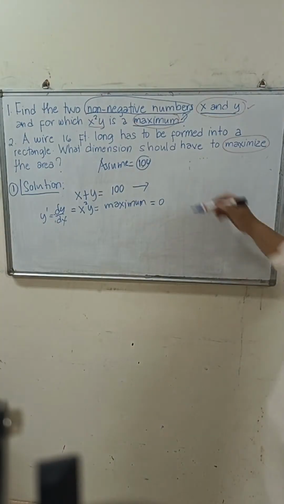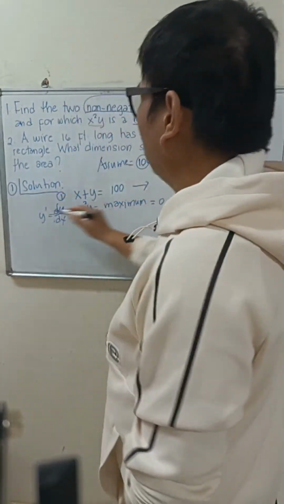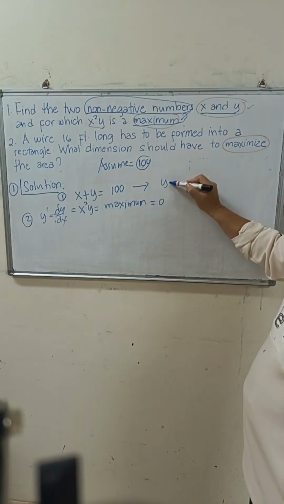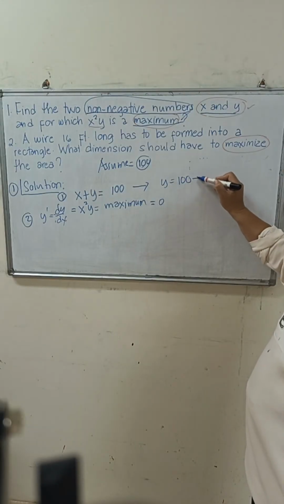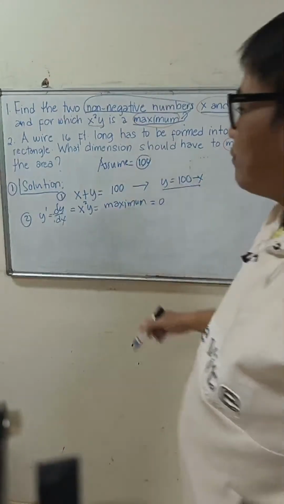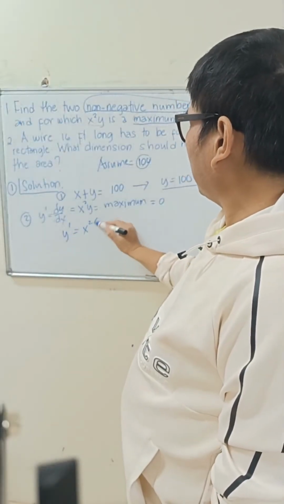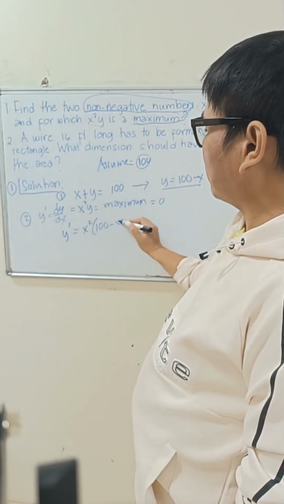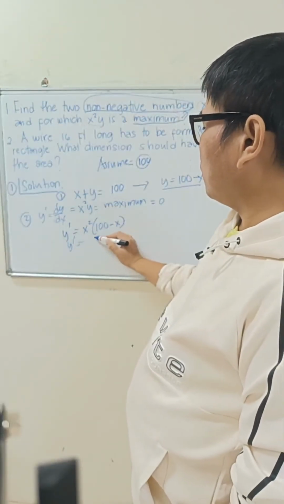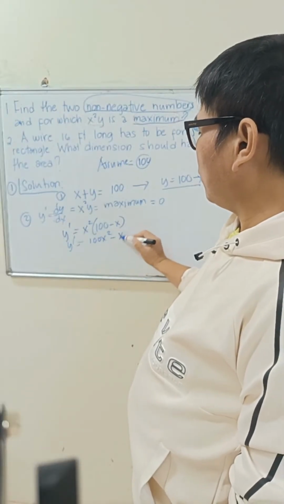So I need to solve for y in equation 1. This is equation 1, this is equation 2. So I need to have y equals 100 minus x. Then this y will be substituted here. So I will say y prime is equal to x squared times (100 minus x). Y prime is equal to 100x squared minus x cubed.